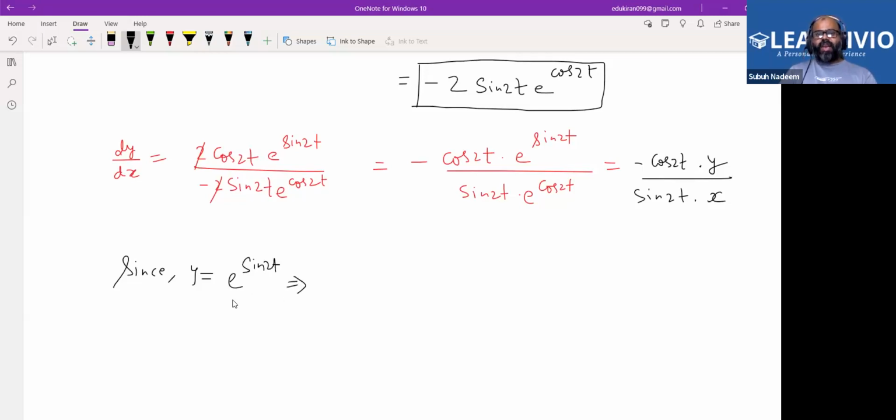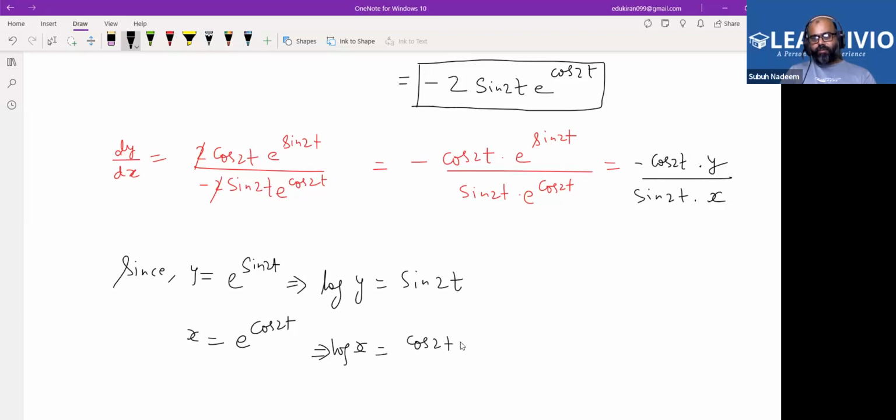we can say that when we change this exponential into log, it will become log y is equal to sine 2t. This is how we change the exponential into log. If we remove this exponential, a log will come here. Similarly, x is equal to e to the power cos 2t. So log of x will be equal to cos 2t, which means that when we take cos 2t, it is log x into y is there. And if we take sine 2t, it is log y.